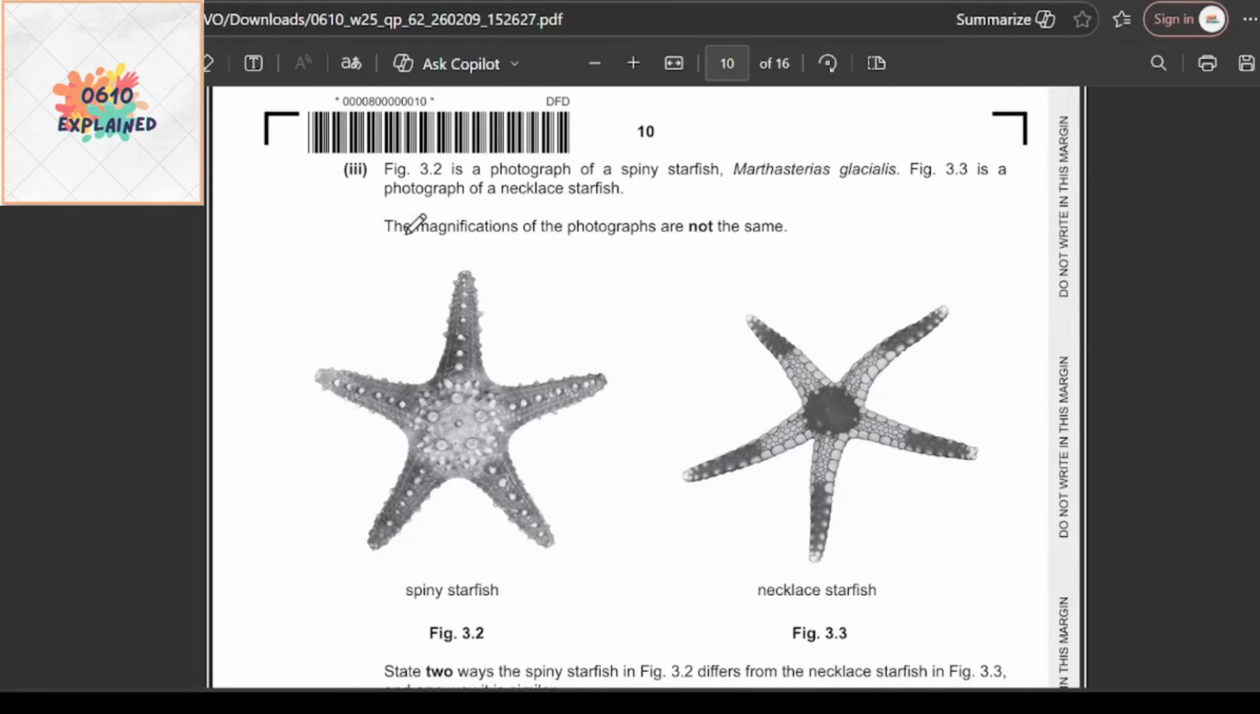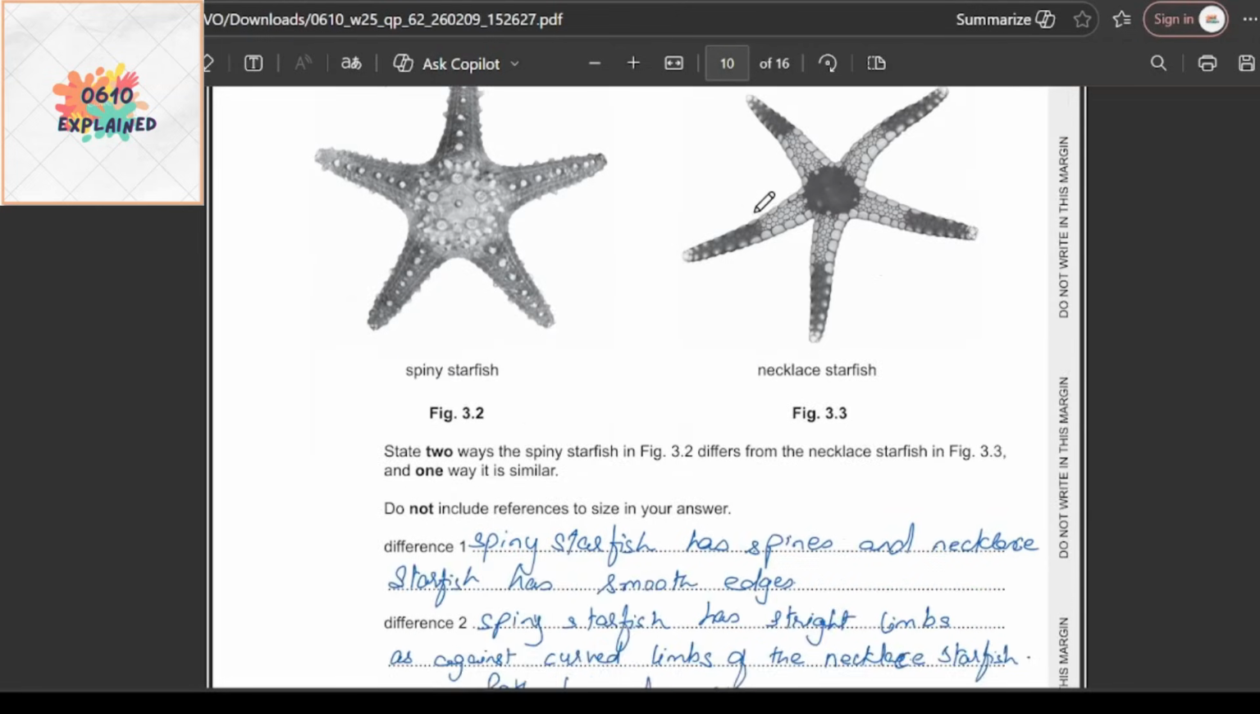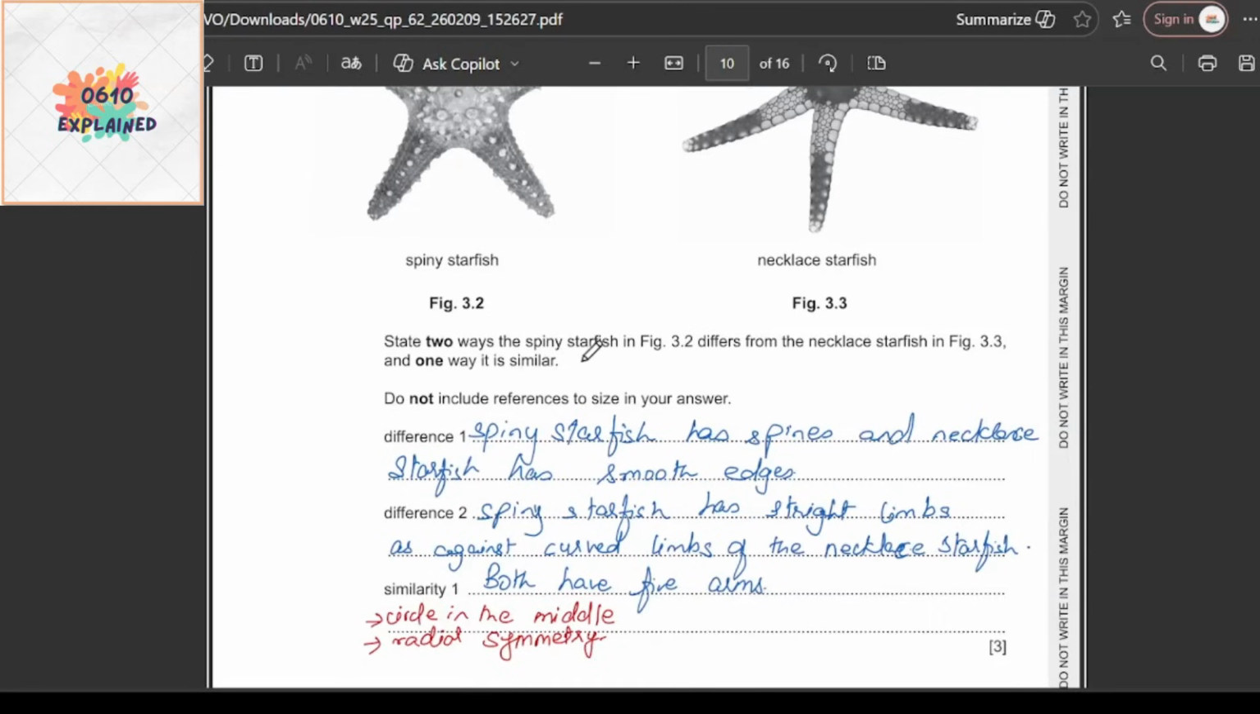The next question reads, figure 3.2 is a photograph of a spiny starfish. Figure 3.3 is a photograph of a necklace starfish. The magnifications of the photographs are not the same. State two ways the spiny starfish in figure 3.2 differs from the necklace starfish, and one way it is similar. So it's a 3 marks question, 2 marks for the differences and 1 mark for the similarity.